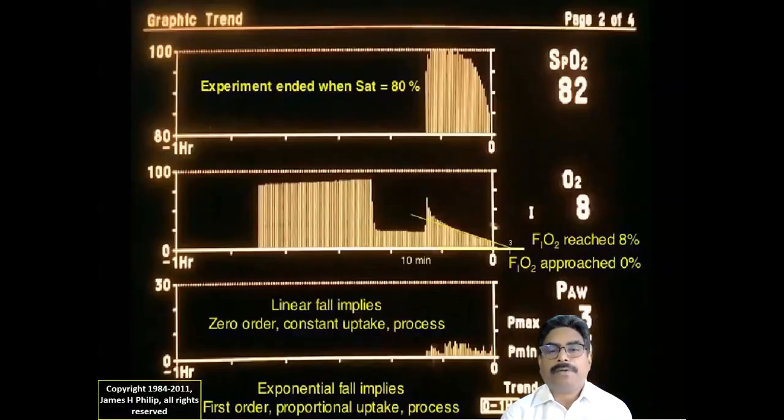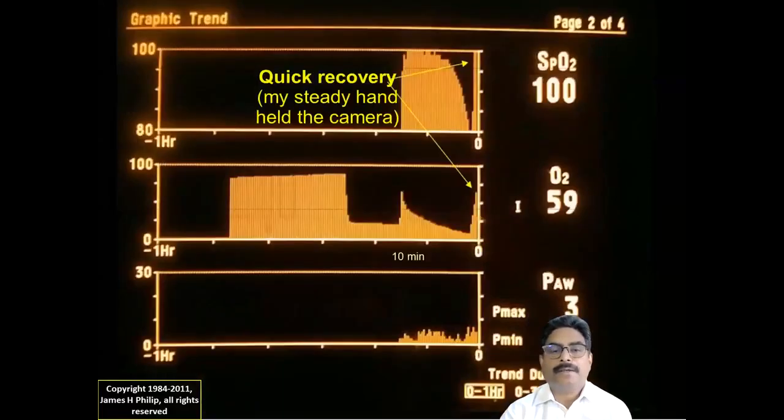In the uptake of oxygen, both have occurred: initially first order kinetics, followed by zero order kinetics. So the FiO2 reached 8%. If it is extrapolated, it will reach 0%. So the experiment was discontinued. This is the quick recovery with 100% oxygen.